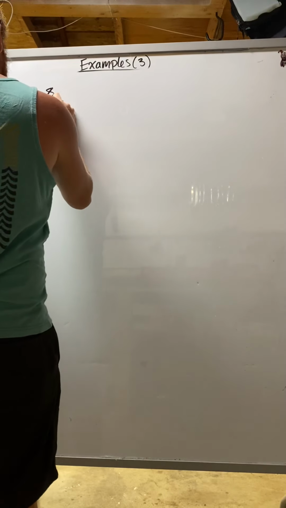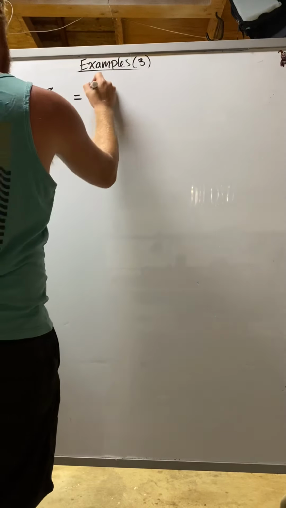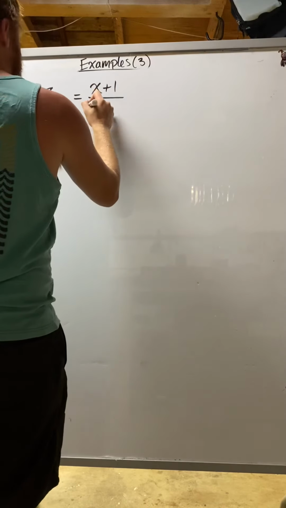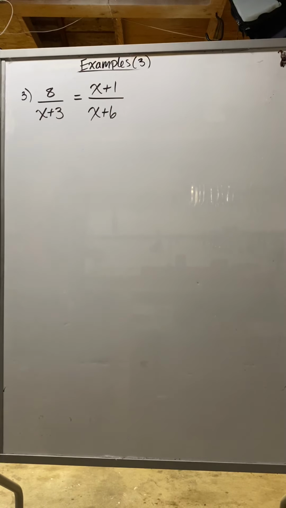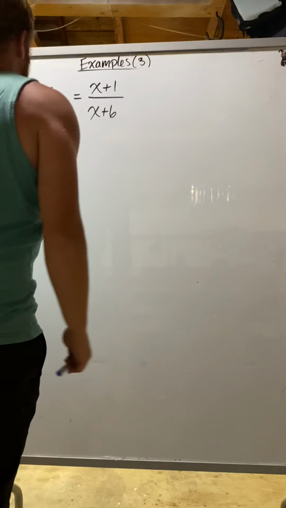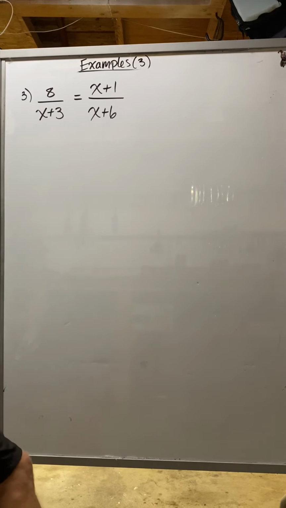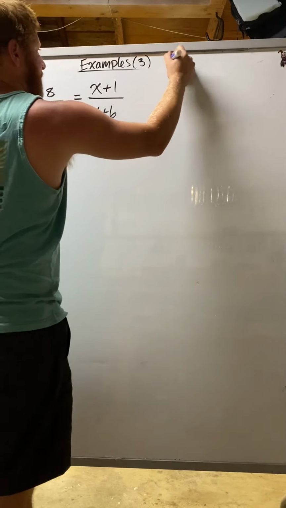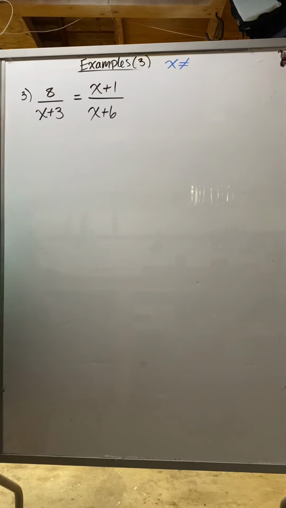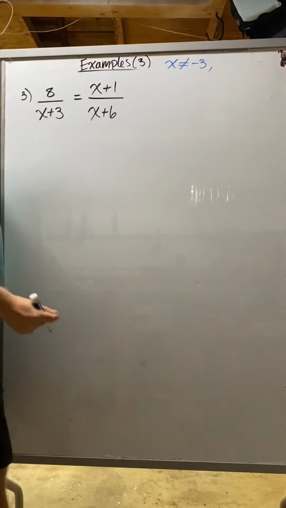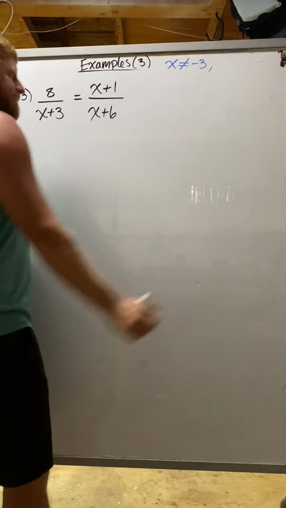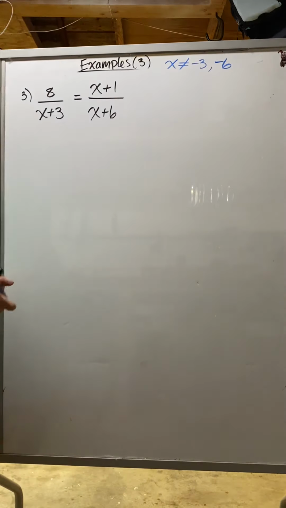So here's 8 over x plus 3 is equal to x plus 1 over x plus 6. Okay. All right. Step 1. Again, I need to factor my denominators. Nothing to factor, nothing to factor. I want to make sure that I write down what my excluded values are, answers that I can't use. Well, what's going to make x plus 3 a 0? Negative 3 will. Can't use it if I get it. What's going to make x plus 6 a 0? Negative 6 will. Can't use it if I get it.